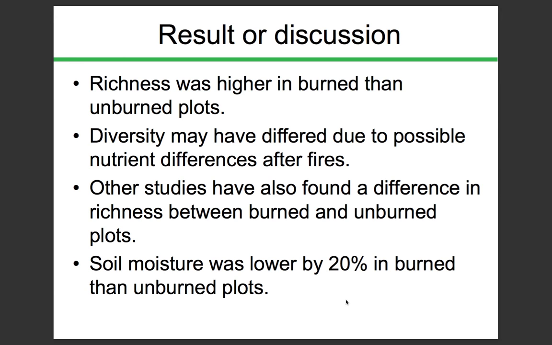Other studies have also found a difference in richness between burned and unburned plots. That also belongs in the discussion because that's putting the results you found in context. Soil moisture was lower by 20% in the burned than in unburned plots. That belongs in the results. There's no interpretation. It's simply reporting that soil moisture was lower by 20% in the burned and unburned plots.